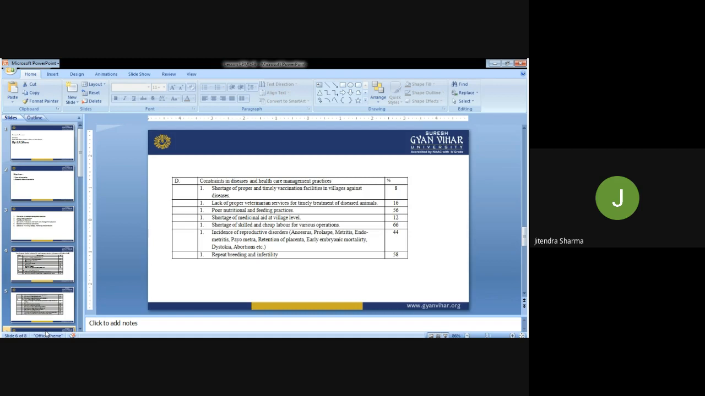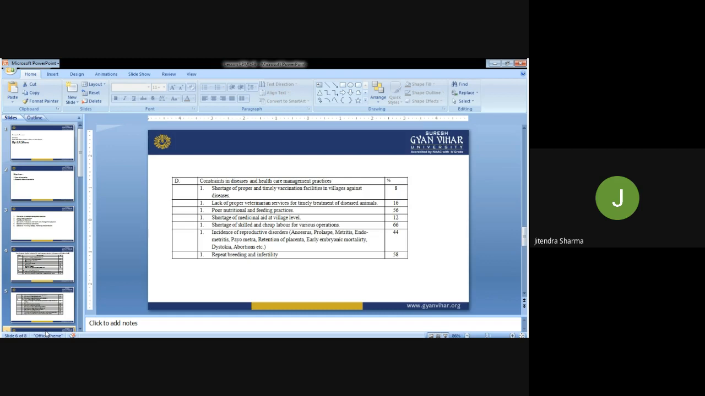The problem registered by the dairy owners is the shortage of proper, timely vaccination facilities in villages against diseases. Only 8% of farmers have registered this, because the extension work of the animal husbandry department is of premier quality in our region.